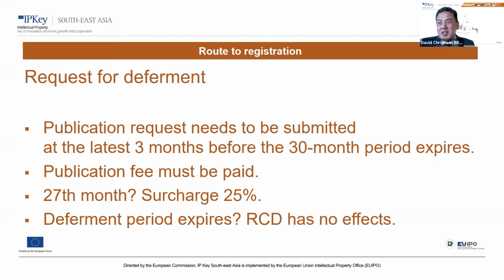But if the deferment period of 30 months expires, there is no way back. It is really on the last day of the 30 months. The next day, it is not possible to request publication or pay the publication fee. Simply, what it means is that if the deferment period is over, then the design is taken out of the register and it does not have the rights that a registered design would have. No effects.